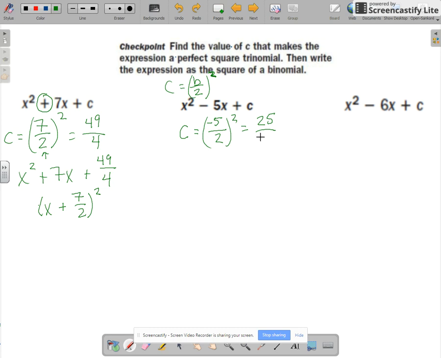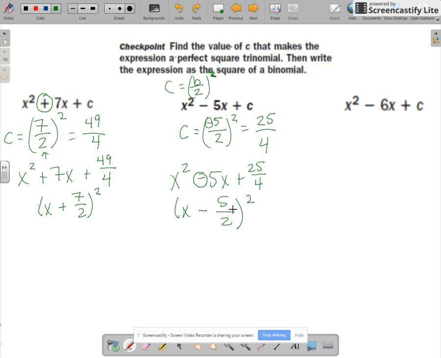2 squared is 4. So our new expression is x squared minus 5x plus 25 over 4. I was looking at the last problem. That stays positive. We're always going to be adding c. Now, when we factor it, this sign is going to match what's inside the parentheses. So x minus, again, b over 2. That's where that negative comes in. So -5 over 2, quantity squared.